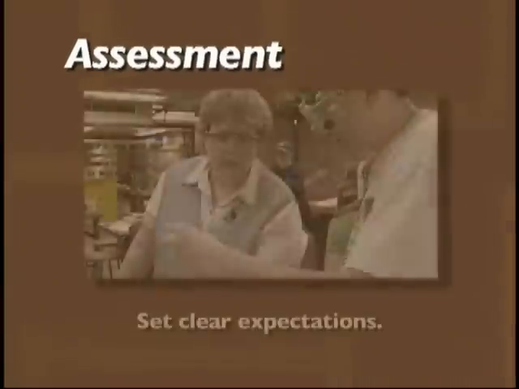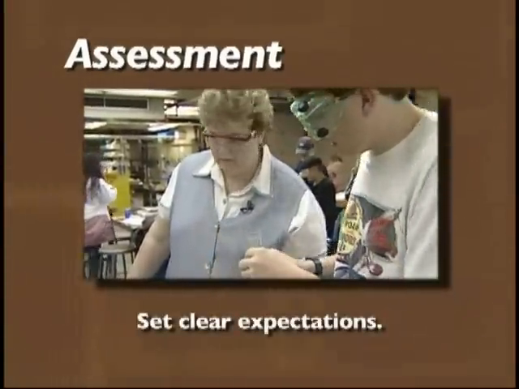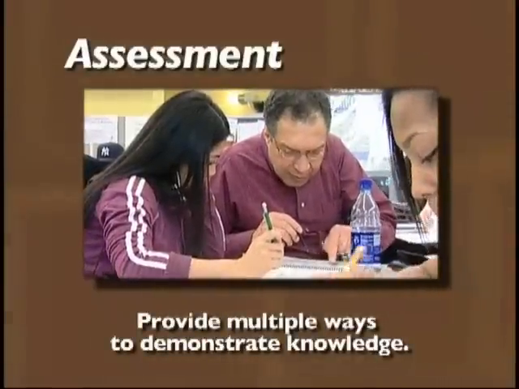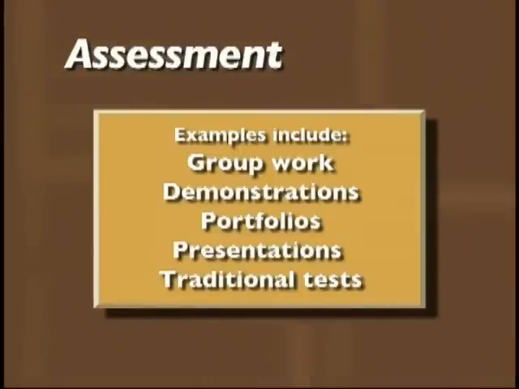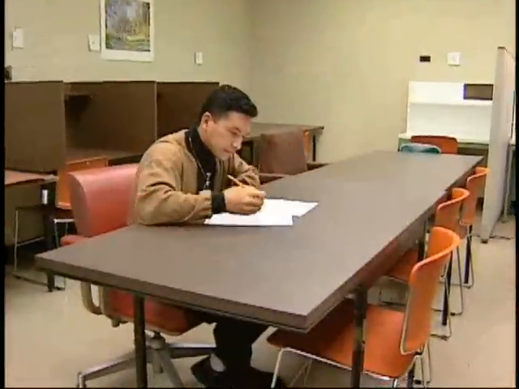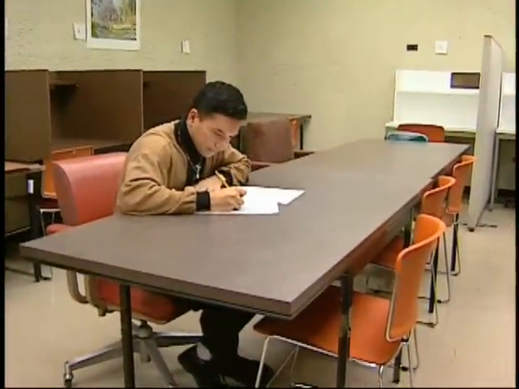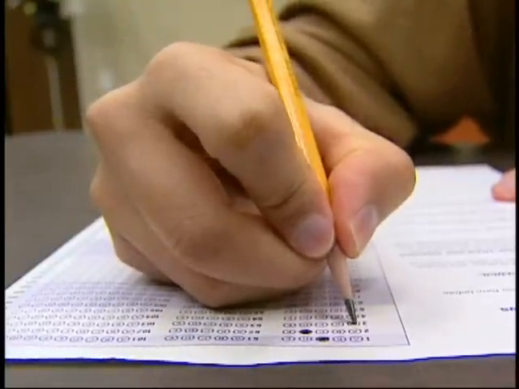Assessment. A teacher and a student wear safety goggles in a lab. Set clear expectations. Provide multiple ways to demonstrate knowledge. Examples include group work, demonstrations, portfolios, presentations, and traditional tests. A student is sitting at a table. Tests should include questions that require a variety of responses, such as multiple choice and essay.